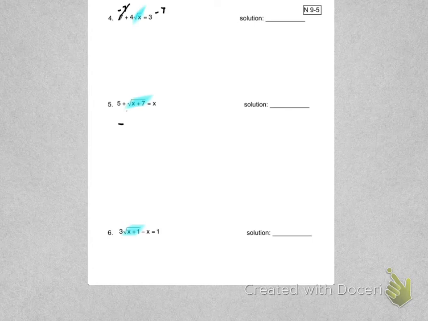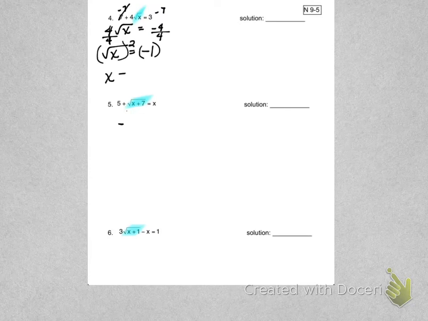That becomes 0. So you have 4 times the square root of x equals negative 4. Now you're going to divide by 4. So that becomes 1 times the square root of x. So now that square root of x is isolated. That equals negative 1. Now we have to square that square root. So that becomes x. And negative 1 squared is 1.